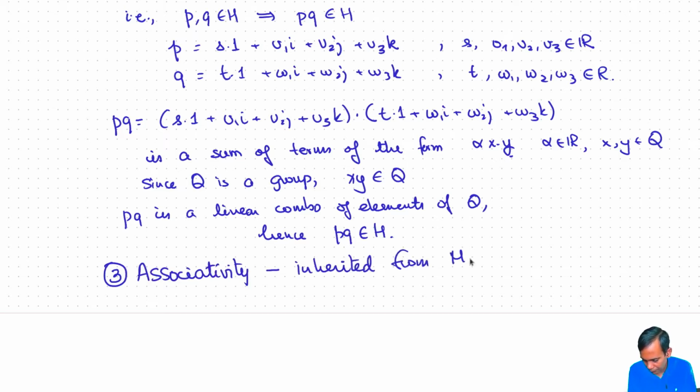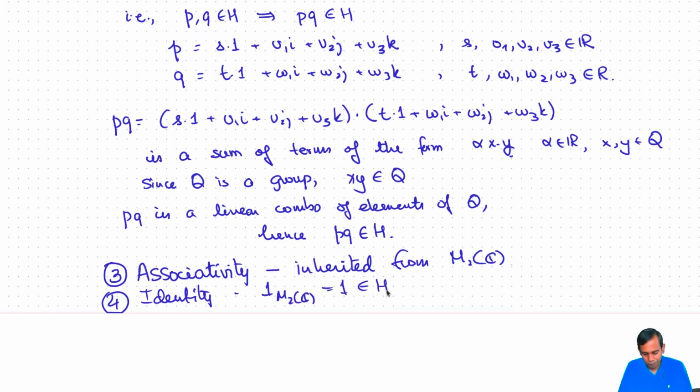For the associativity of multiplication, we don't need to do anything, because associativity is just inherited from M2(C). It holds in M2(C), and we're using the same addition and multiplication, so it must hold in H. And finally, the last axiom was the identity axiom, and that's also true because indeed 1 of M2(C) is 1, which belongs to H. So rather, not identity, I want to call this unitality. So we can conclude that H is indeed a unital ring, or what we just call a ring.